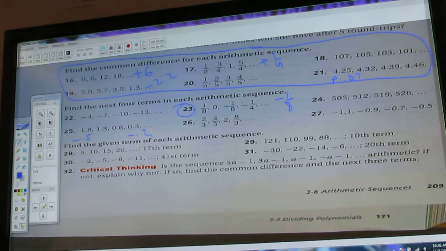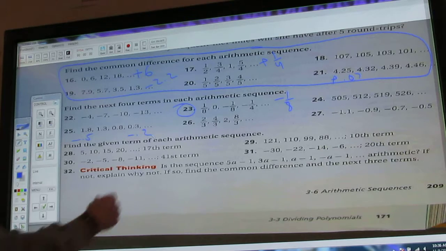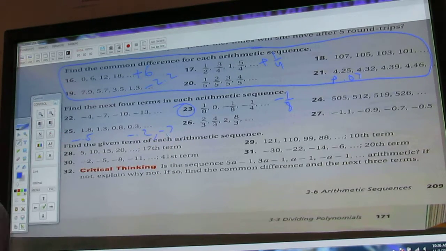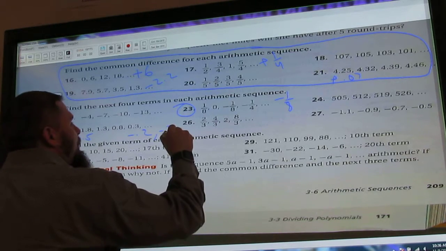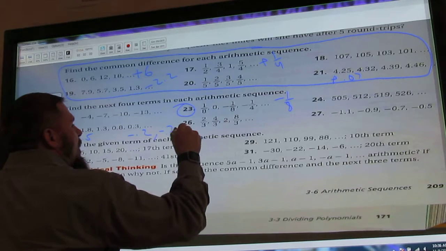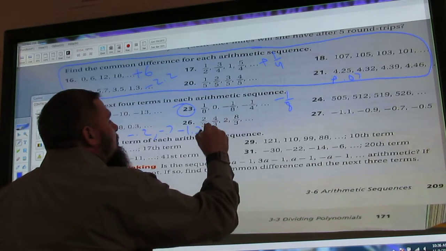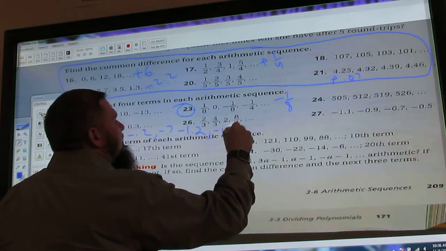5 from negative 2. 5 away. Come on, guys. Negative 7. That's it. Okay, then take 5 more away. Negative 12. So negative 1.2 in this case instead of 12. Oh wait, 5 more away from 12. Negative 17. There you go. So negative 1.7.